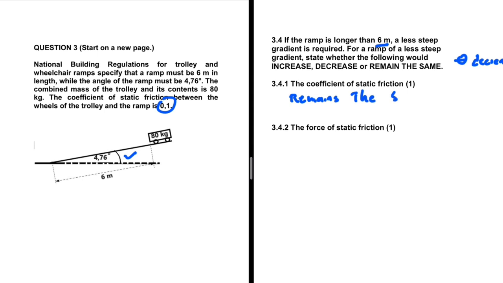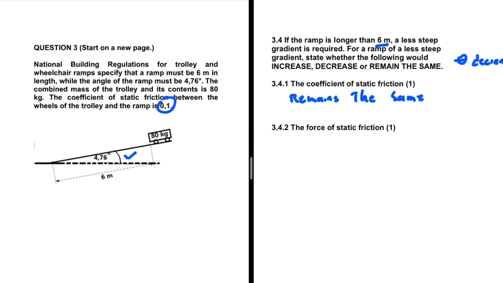And why do we say so? We're saying so because we know fully well that it is dependent on the material used. If you want to change the coefficient of static friction, you change the material, right? If the material is still the same, if it still has the same surface, then the coefficient of static friction remains the same.